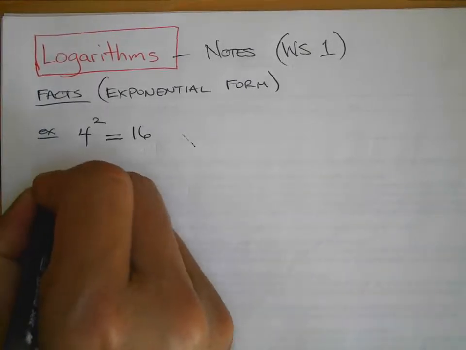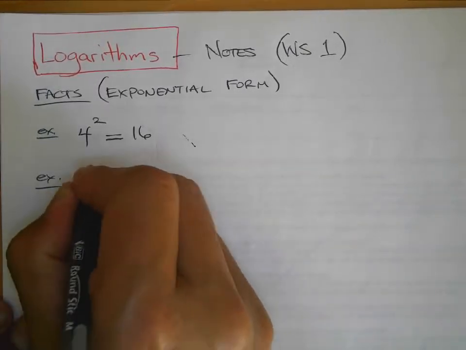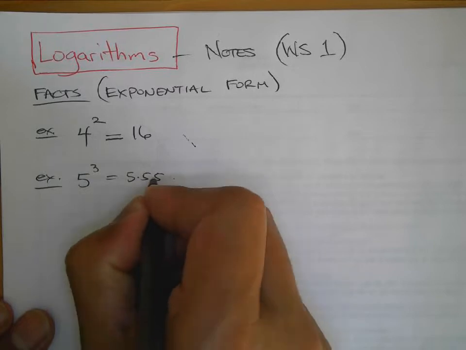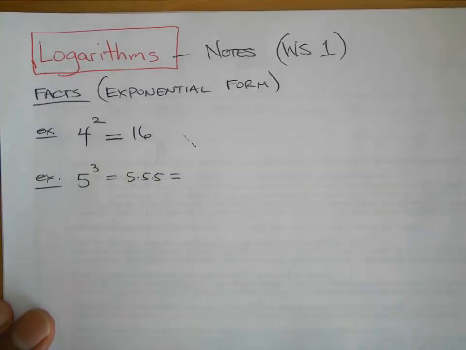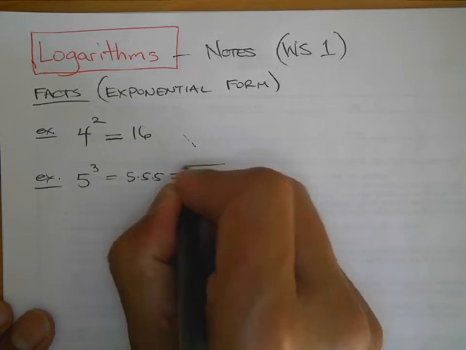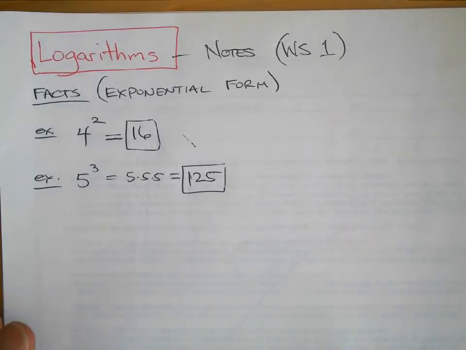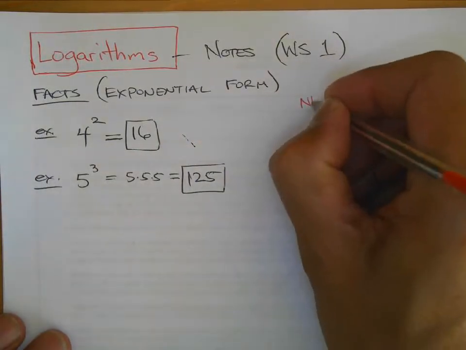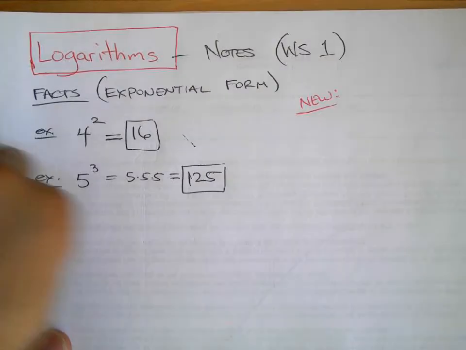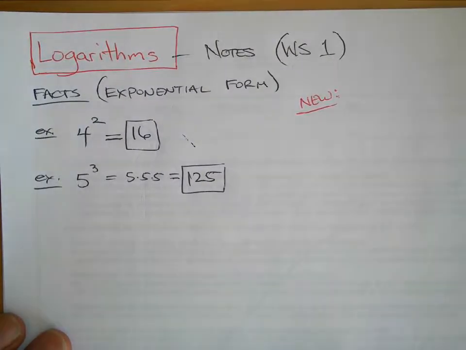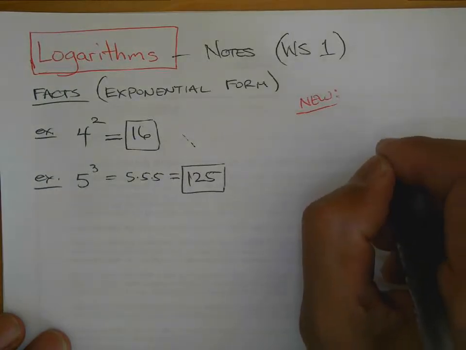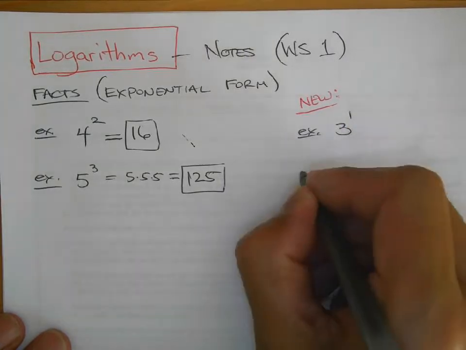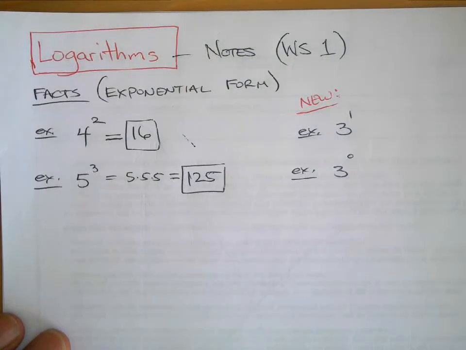So you know that 5 to the power of 3 would be 5 times 5 times 5. And when you do that on the calculator, you know that that answer is 125, right? That's the answer here. Okay, but here's the new ones. Well, not really new, but these are the two that students sometimes get confused. I'm going to go with 3 to the power of 1 and 3 to the power of 0.